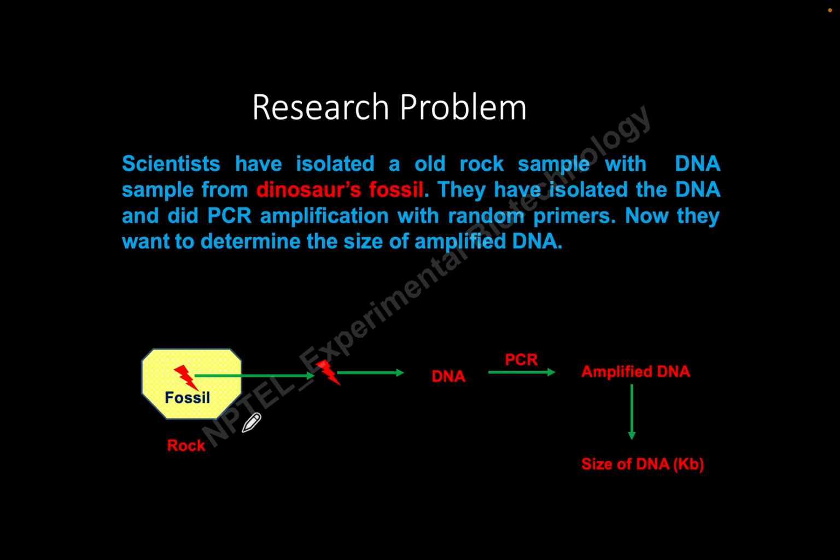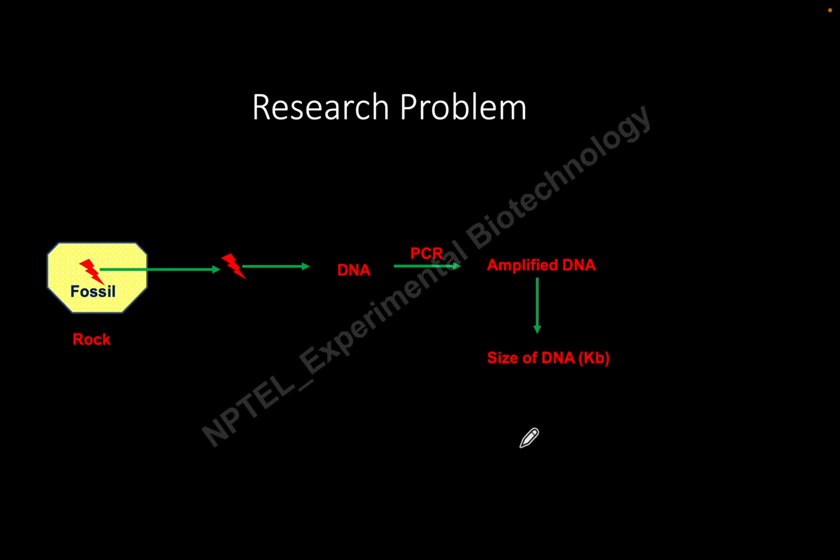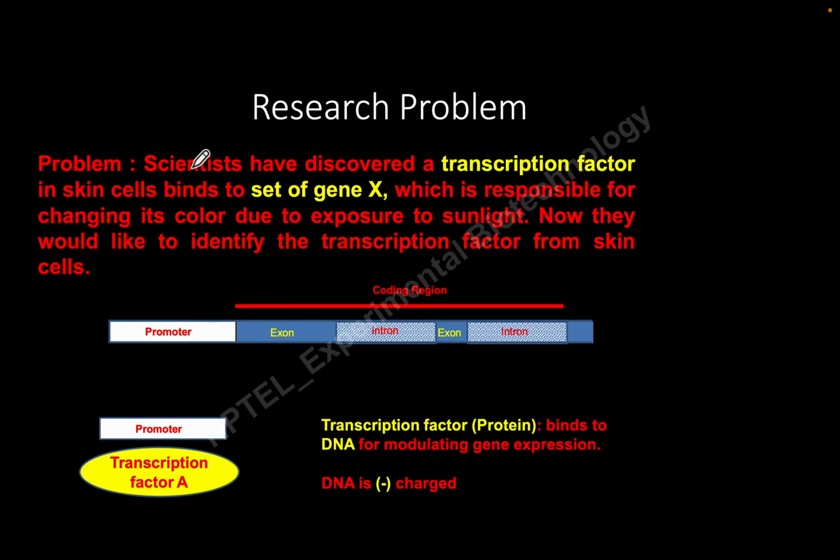So what they do, they will isolate the DNA. So you have to understand how to isolate genomic DNA or plasmid DNA, and then you have to do PCR. For PCR, because it's a very long DNA, you have to use random primers so that the whole area gets covered. And then after amplification, you can do DNA sequencing. Okay, then we'll go forward to another problem.